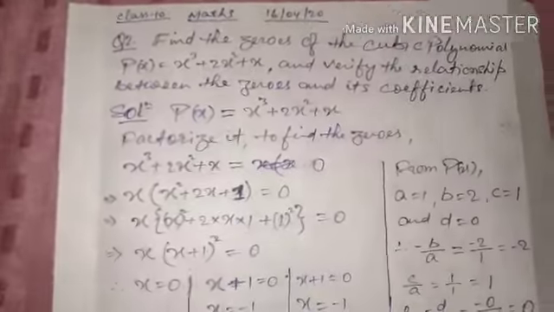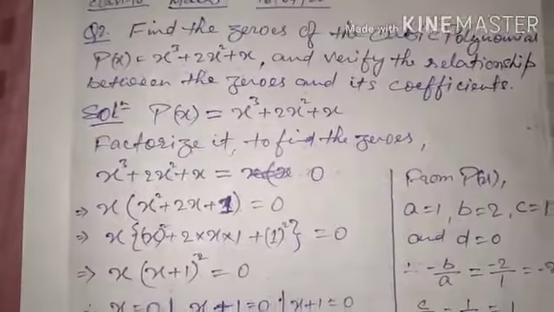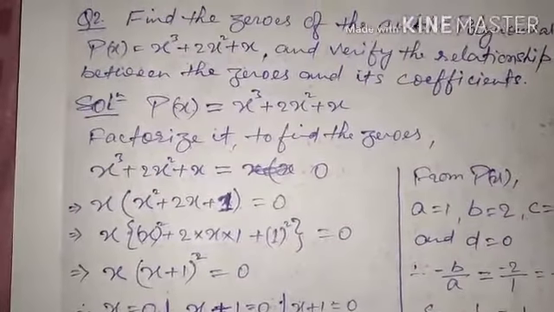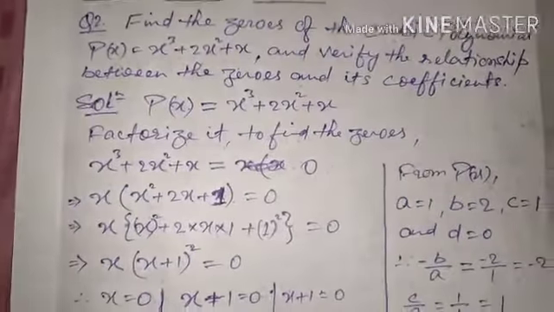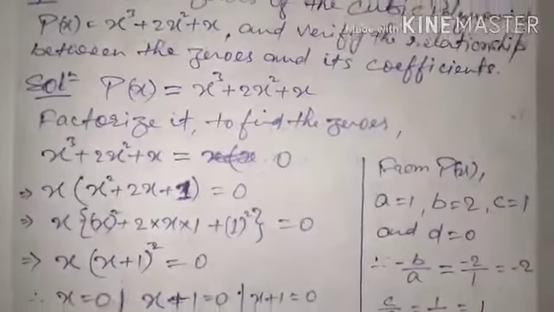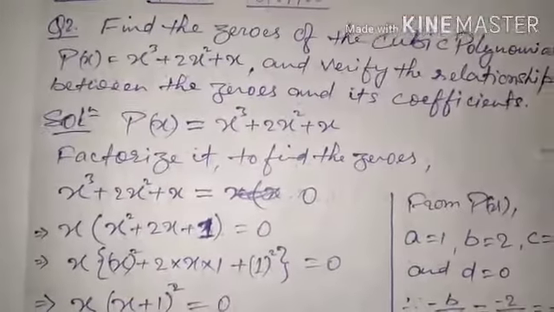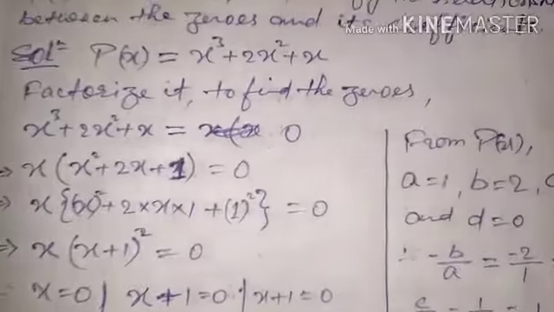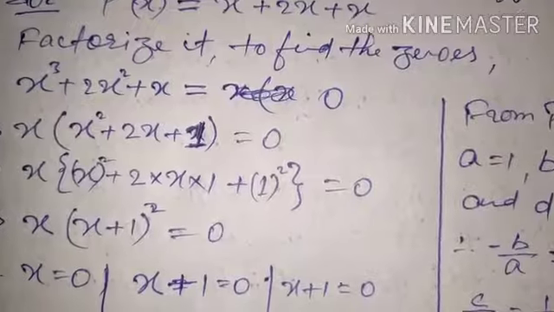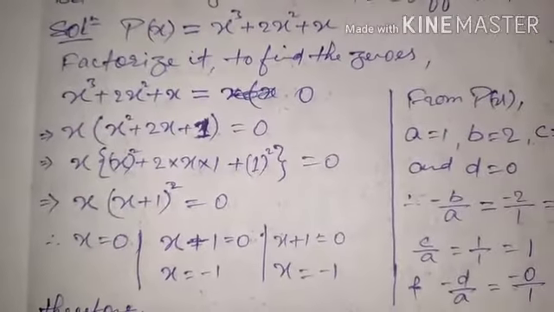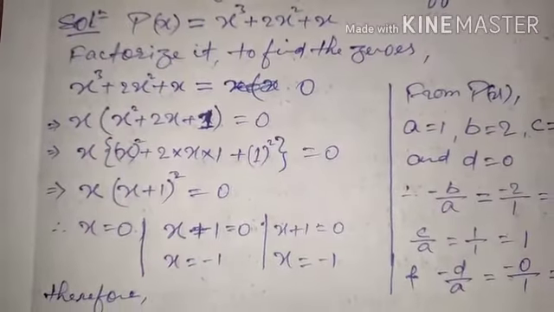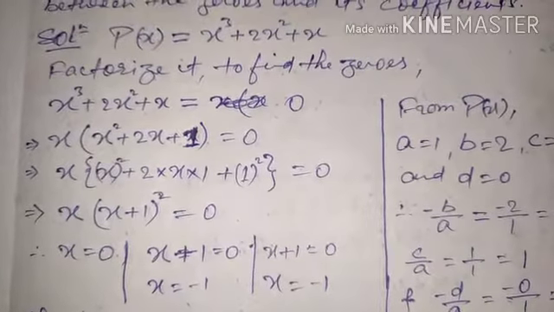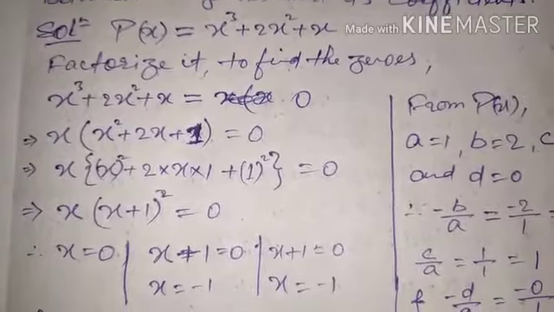Here is another question: find the zeros of the cubic polynomial p(x) equals x cube plus 2x square plus x and verify the relationship between the zeros and its coefficients. Now we have to verify the relationship for the cubic polynomial, and first of all find the zeros. So here I have taken a very simple one. In your class 9th you had already studied how to find the zeros of a cubic polynomial and how to factorize it. So I am not going to discuss the complicated one over here, that's why I've taken the simple question.